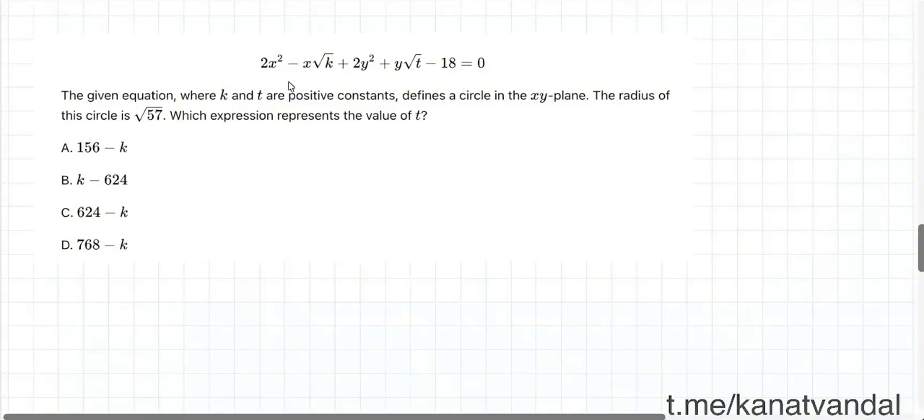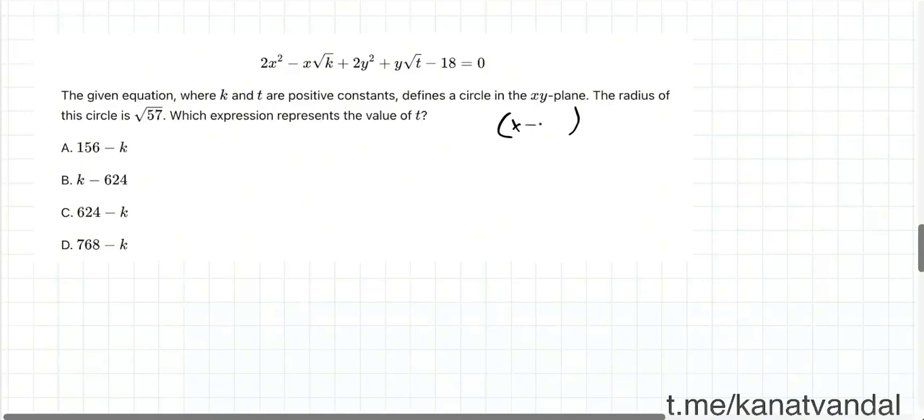2x squared minus x times square root of k plus 2y squared plus y times square root of t minus 18 is equal to 0. Let's firstly realize that this is an equation of the general form, not the standard form. We remember what the standard form of the equation of a circle is, right? It's a very pleasant form.